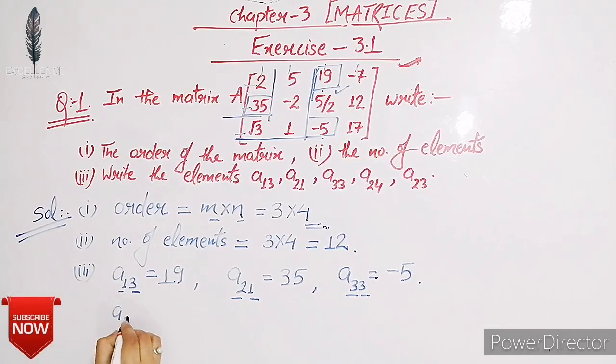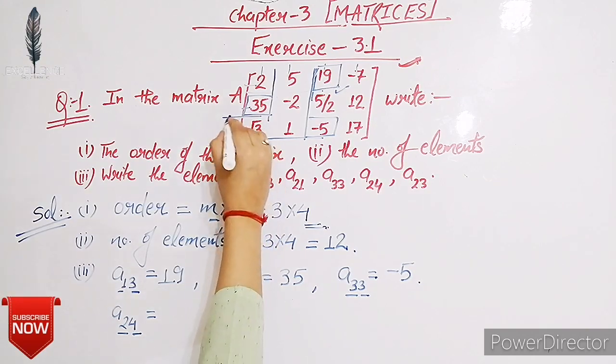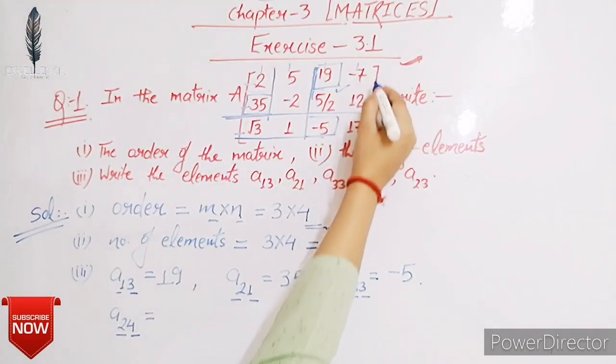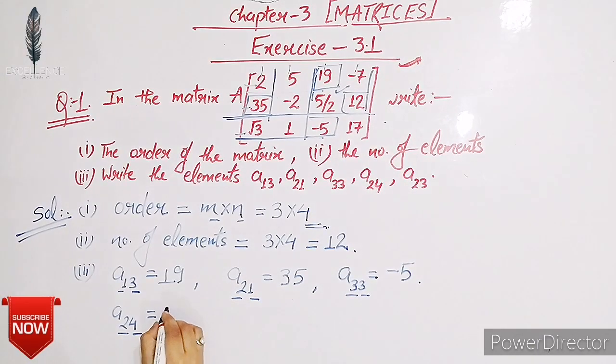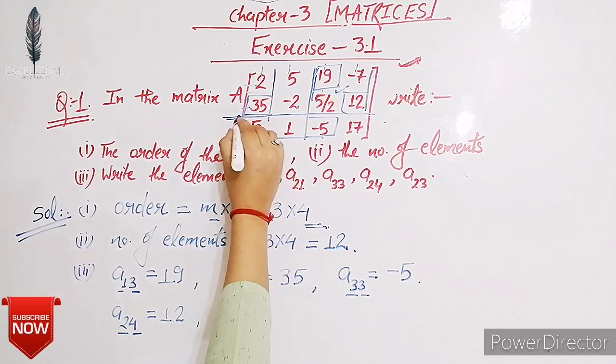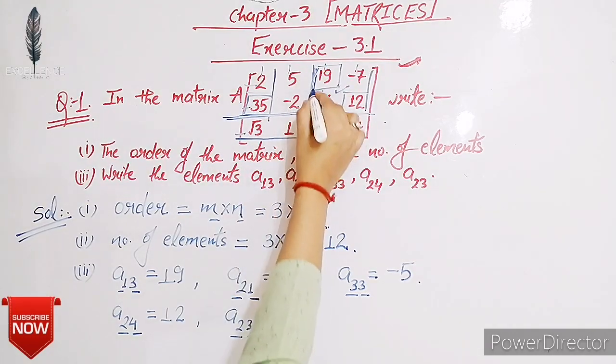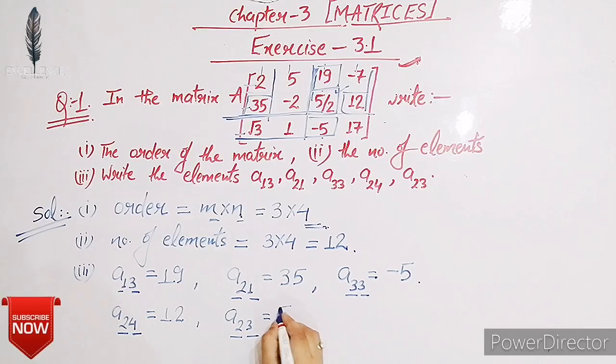Next A24. So we have to see second row, fourth column. Row by column we have to see. Second row, fourth column, that is 12. A24 equals 12. And last is A23. Second row, third column, that is 5 upon 2. Okay, clear? So the first question is complete.